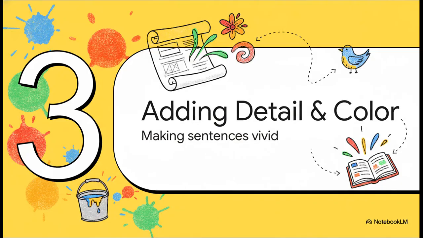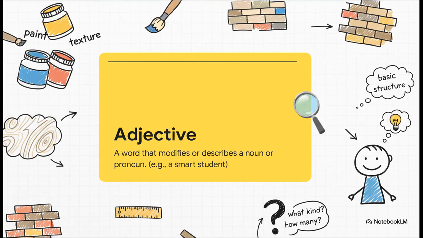Okay, on to section 3, adding detail and color. So our foundation is strong, but let's be honest, it's a little bit gray. Now we get to grab the paint and really bring the picture to life with adjectives and adverbs. Adjectives, they've really only got one job, to describe our nouns. They're the paint, the texture, the style. They answer questions like what kind or how many, and they're what turns a student into a smart student.